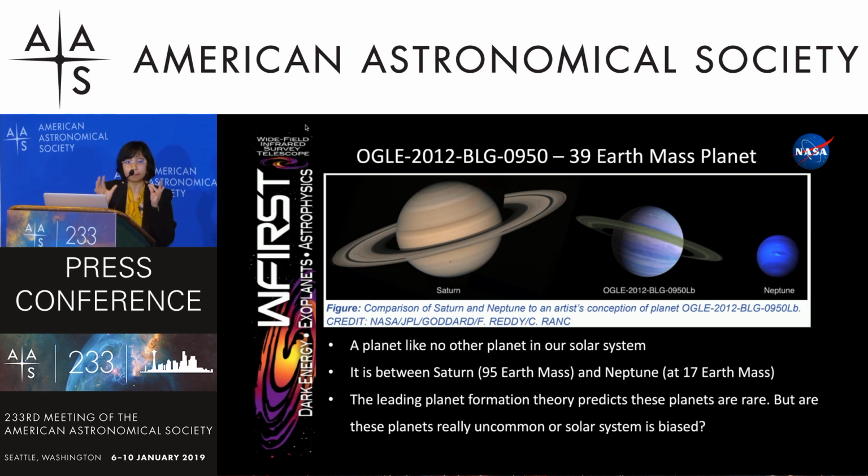And this is very important because the leading planet formation theory, core accretion, actually predicts that these kind of planets should be rare. But the question is, is this kind of planet really uncommon, really rare? Or is it that the theory is built so that it can kind of support the solar system model? And maybe our solar system is sort of biased, or unique. So because of that, it's a really interesting observation, and Dave is going to follow up more on this.